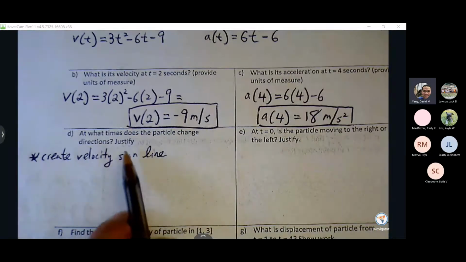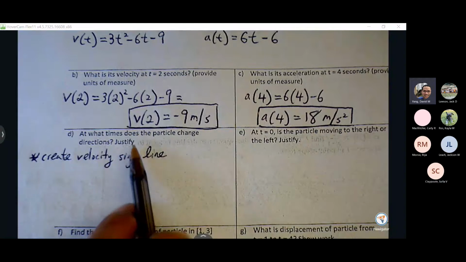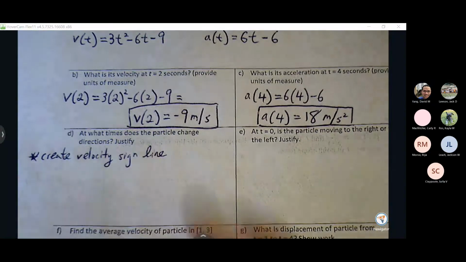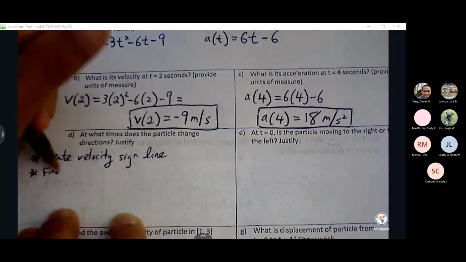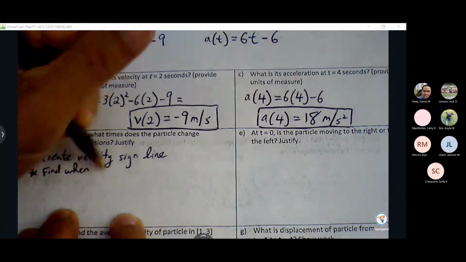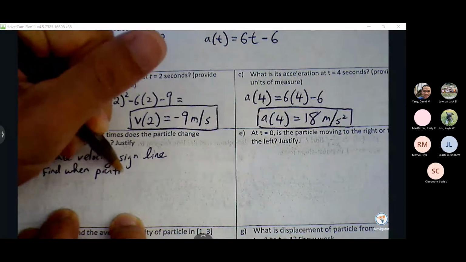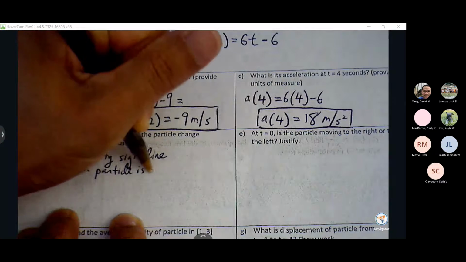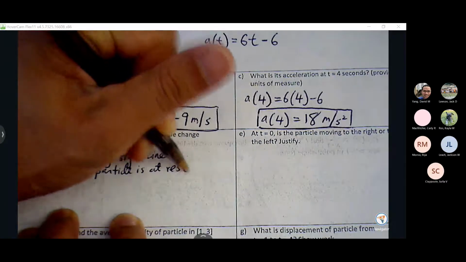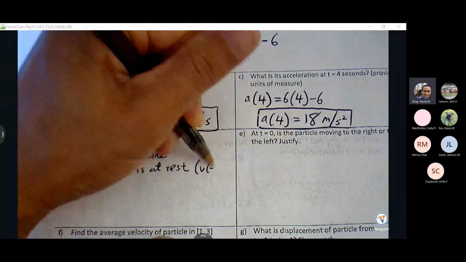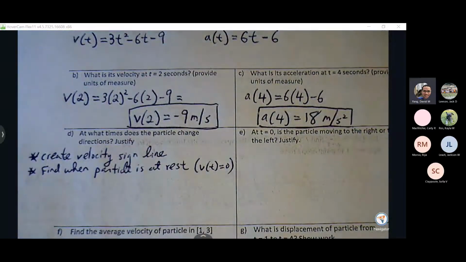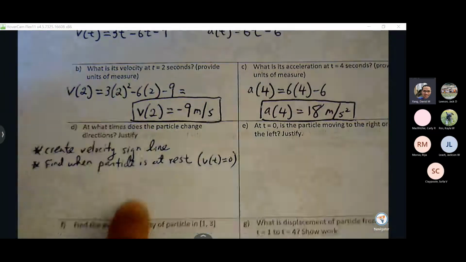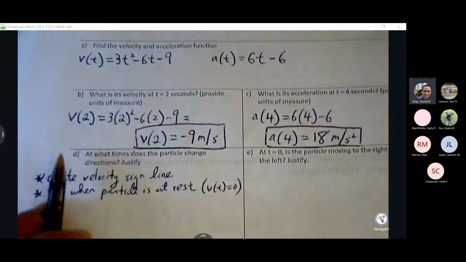But before we do that, we first have to find where the particle is at what? In other words, when velocity is equal to 0. All right, that's going to help us create our separations in our subintervals. So we're going to set our velocity equal to 0.